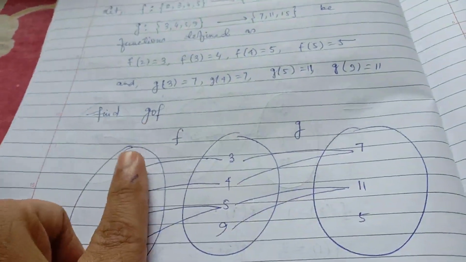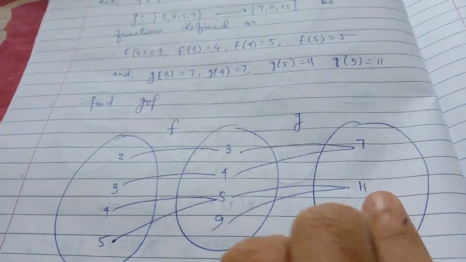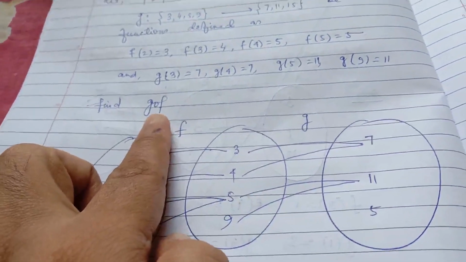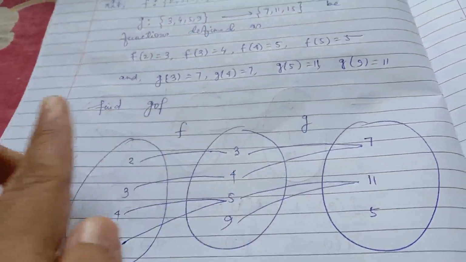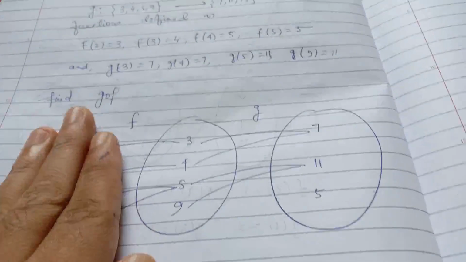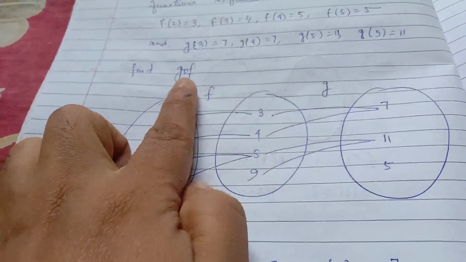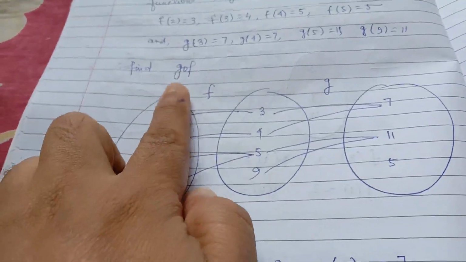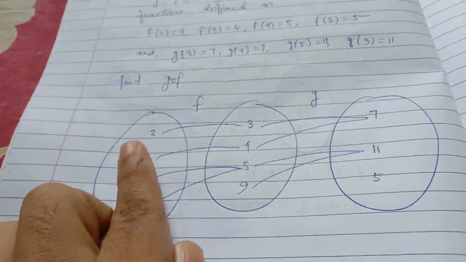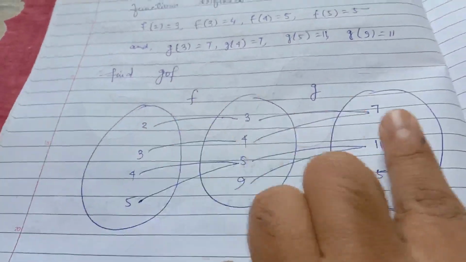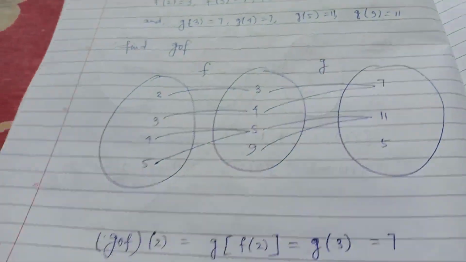f is a function from this to this. g is a function from this set to this set. So ultimately g composition f is a function from this to this. So g composition f will connect the elements of this set with the elements of this set. Let us find g composition f of 2, because g composition f is a function from this set to this set. f from this set to this set, g from this to this, ultimately connects the elements of this with the elements of this.